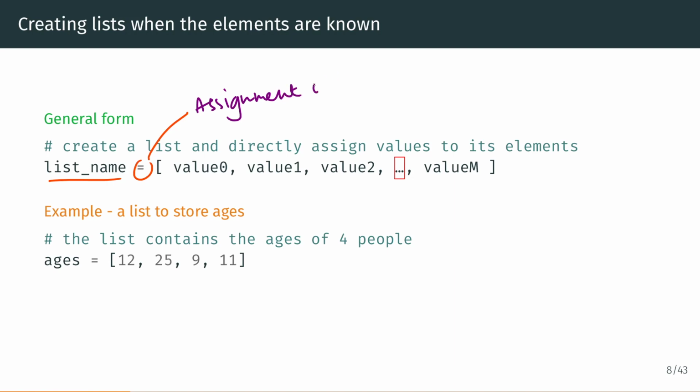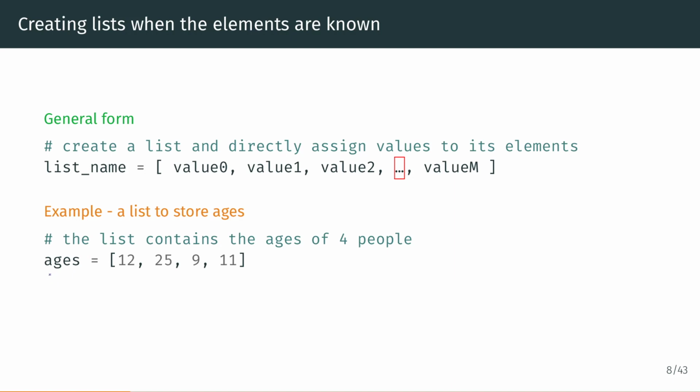This is called the assignment operator. Then you have a set of square brackets, and inside the square brackets you have the items. So the example of a list that contains the ages of 4 people is like this.